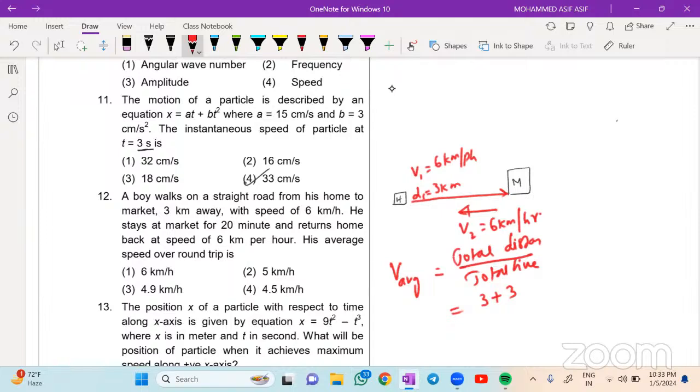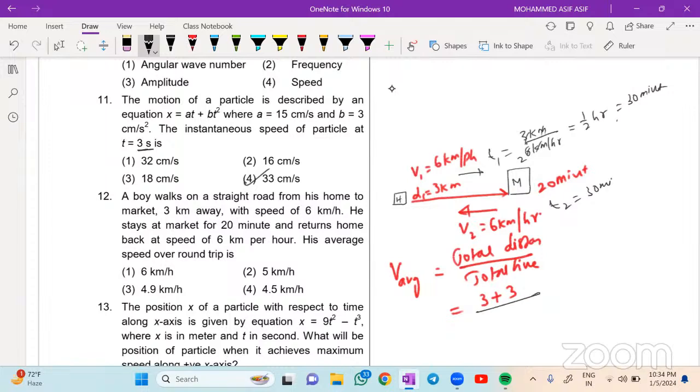So while going there, he stays in the market for how much time? 20 minutes. So the time taken to go from here to here is T1. So T1 is equal to distance, that is 3 kilometers, divided by 6 kilometer per hour. So this will be equal to 3 ones are 3, twos are 6, that is equal to half hour. Half hour means 30 minutes. So the return time is also 30 minutes.